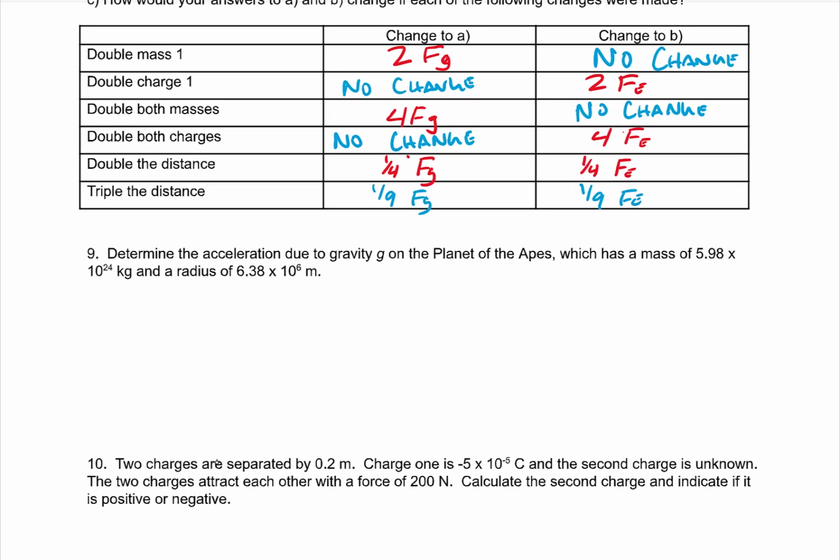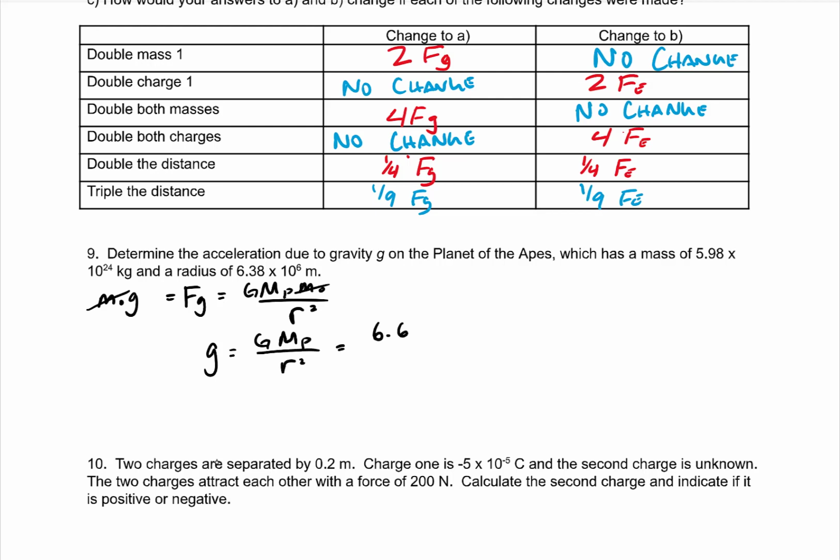Determine the acceleration due to gravity on this other planet based on these numbers. So to get acceleration due to gravity, I know that the force of gravity is equal to G times the mass of the planet times the mass of the object over the radius of the planet squared. But I also know that the gravitational force is equal to the mass of the object times the acceleration due to gravity. So looking at both of those, the mass of the object crosses out. So the acceleration due to gravity is G times the mass of the planet divided by the radius of the planet squared.